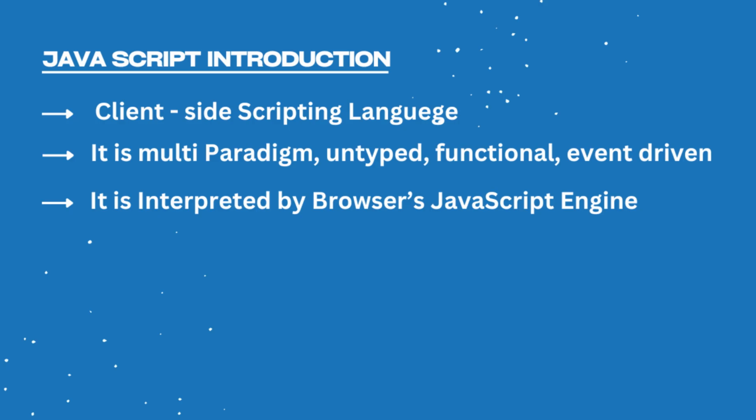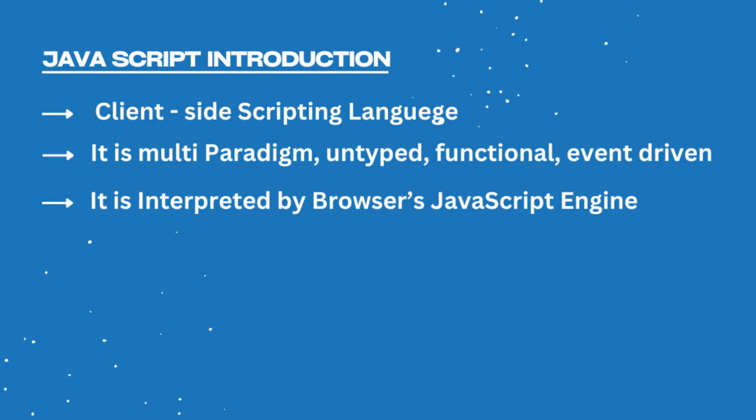So it is interpreted by the browser's JavaScript engine. This simply means JavaScript works with the JavaScript engine in your browser. For instance, the Chrome JavaScript engine is based on the V8 engine. So JavaScript is interpreted by your browser's JavaScript engine.